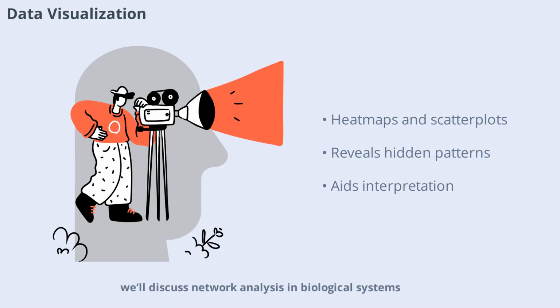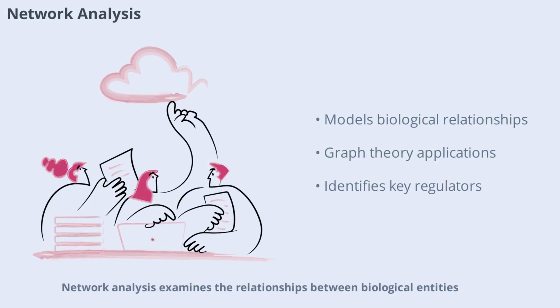Next, we'll discuss network analysis in biological systems. Network analysis examines the relationship between biological entities, such as genes, proteins, or species. In systems biology, networks help model complex interactions and identify key regulators. Techniques like graph theory and centrality measures are used to analyze these networks. Network analysis provides insights into the organization and function of biological systems.